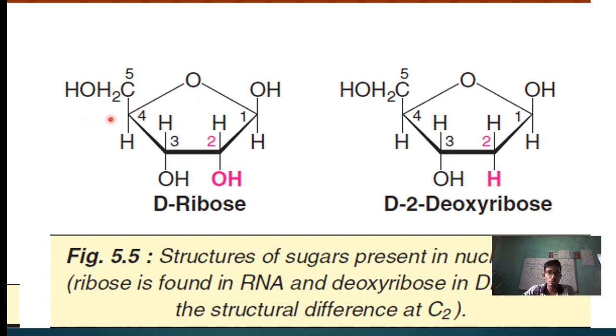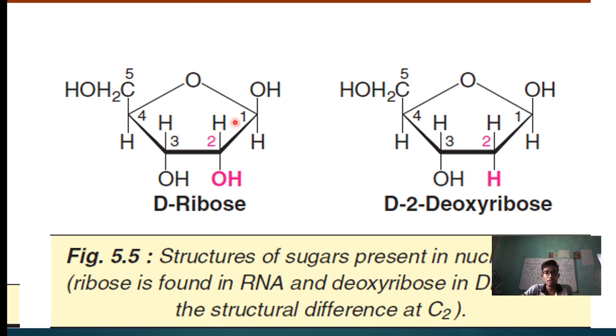But if you draw a line or a plane here, when the OH group is upper from the plane, then it will be called beta anomer. It will show beta anomer. But if the OH is lower from the plane, then it will show alpha anomer. So this structure is for ribose, and this is deoxyribose.